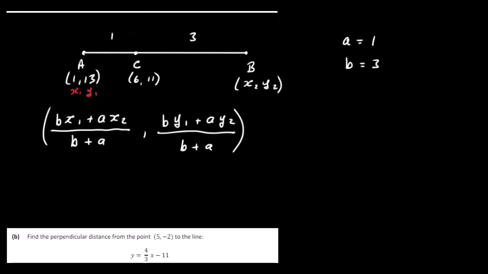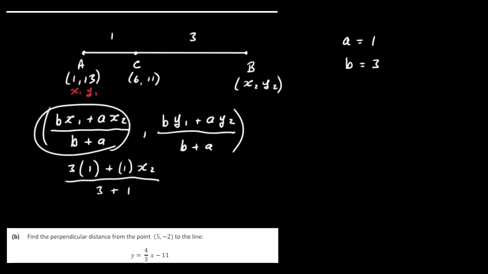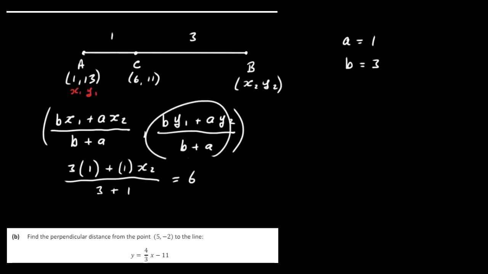So let's write down a couple of equations. We know then that b, which is 3, times x1, which is 1, plus a, which is 1, multiplied by x2, which is just x2, all over b plus a, which is 3 plus 1. That's this here, and that's this here. That's going to be 6. We just got to solve that.